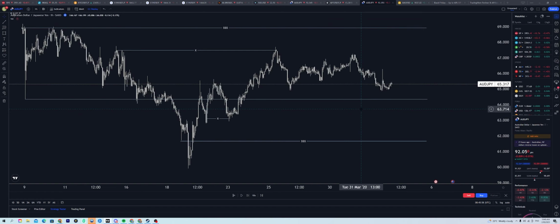And I'll show you this once this plays out as well. Because now that this has been swept, I can assume that these lows will be protected, right? And I'll explain what that means in a bit.